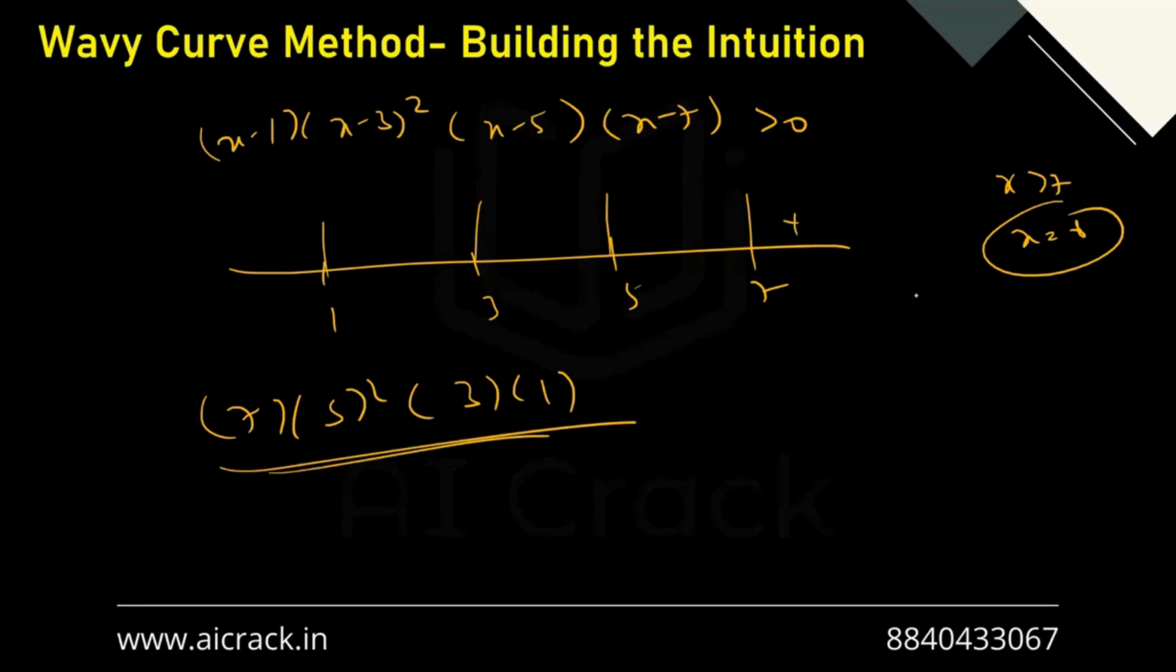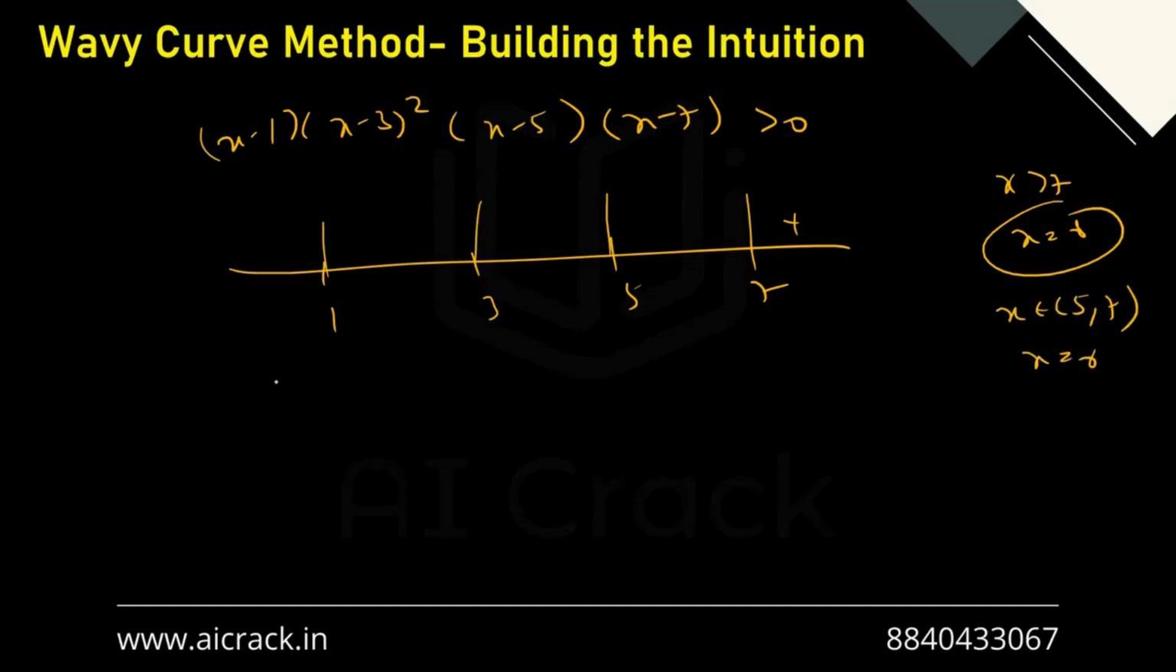Now let's take the second zone, where x belongs to 5 to 7. Let's say x equals 6 over here. The first term would be 5, the second term would be 3 squared, the third term would be 1, and the fourth term would be minus 1. Again, we have a negative sign over here. So until now, the pattern has been following.